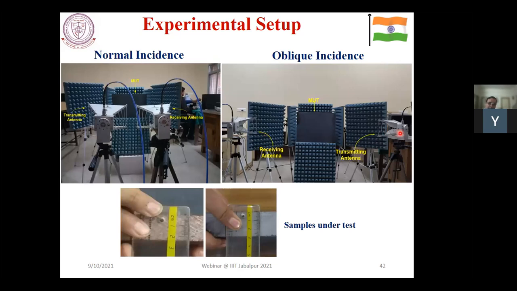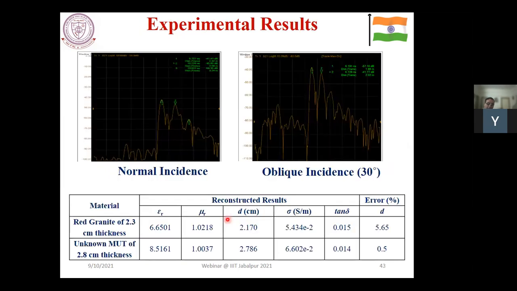This has been done for the normal incidence, and this is for the oblique incidence, again the same way with the same samples under test. From the normal incidence and the oblique incidence plots, you can compute the values of epsilon, mu r, and d. Here you are getting 6.65, this is 1.02, and the thickness is 2.17.